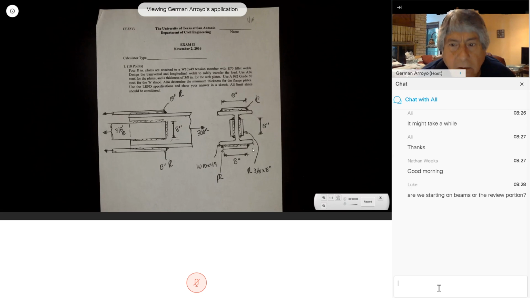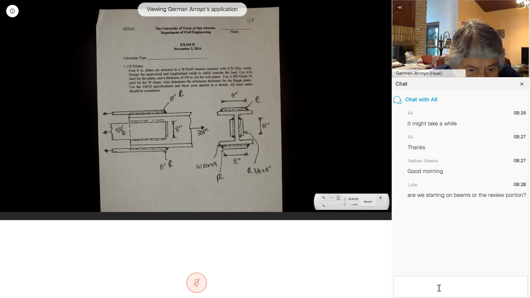So the width of the plate is 8 inches. And of course, we have to use E70 electrode because it's going to be a welded connection. I wanted you to design, or at that time, the people to design transversal and longitudinal weld to safely transfer the load. So I wanted this transversal, longitudinal.